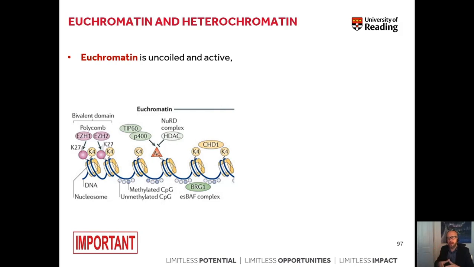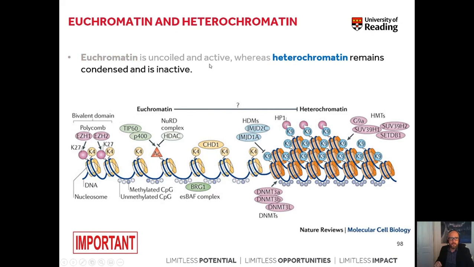And in terms of activity, there are two types of chromatin you need to remember. The first type is the so-called euchromatin. This DNA is uncoiled and active. In contrast, heterochromatin remains condensed, close, and inactive. And this actually makes sense. In order to allow transcription of a gene, DNA needs to be accessible for the RNA polymerase. Otherwise, transcription of a gene cannot take place.